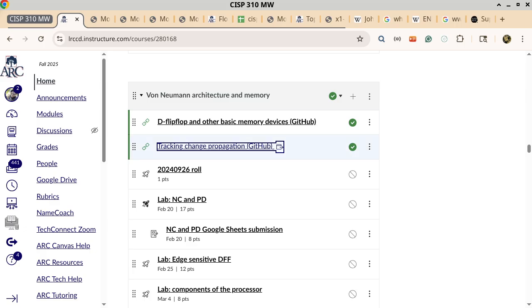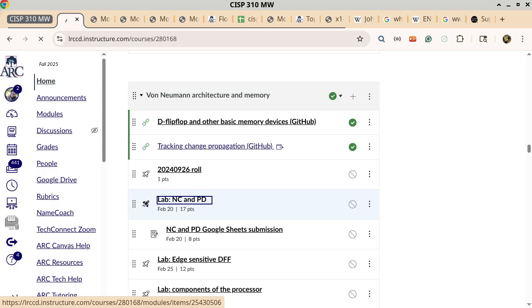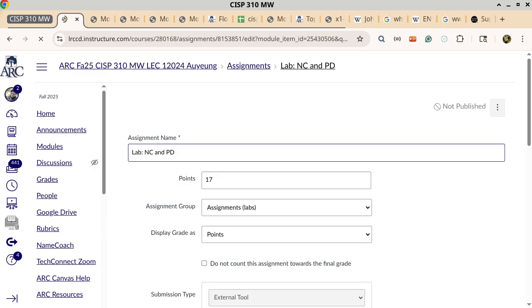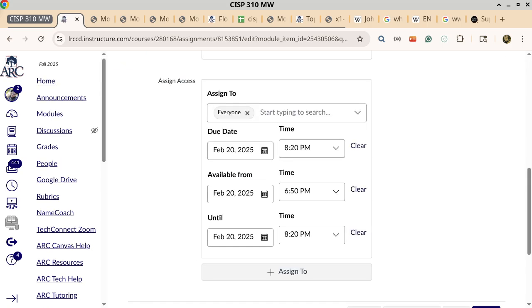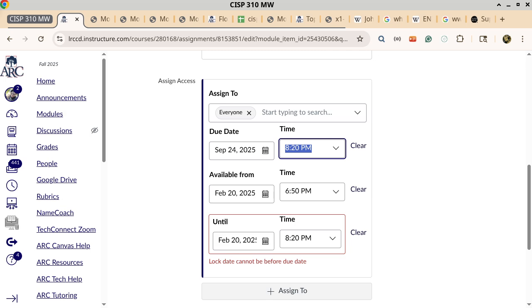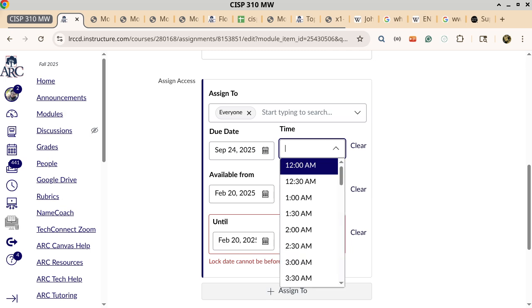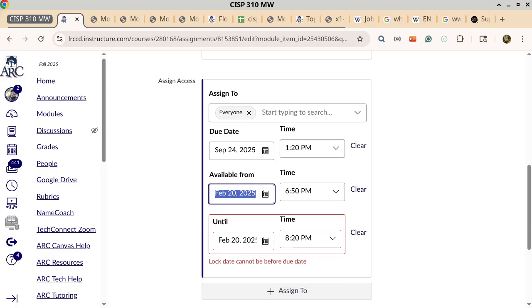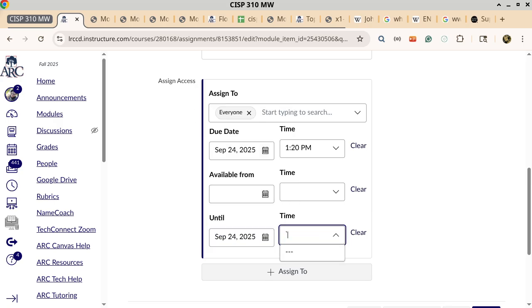So now we go back to our lab today, which is a somewhat involved lab. I have to admit that this is kind of a longer lab. The first thing we need to do is to change all these times, dates, and whatnot. Today is September 24th, and we are going to have it closed at 1:20 p.m. And I can open it right away.